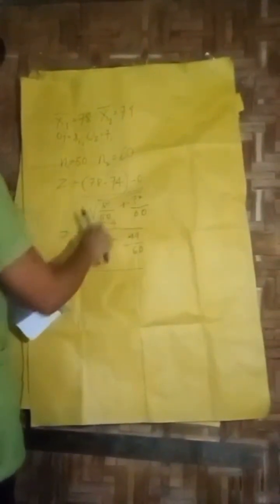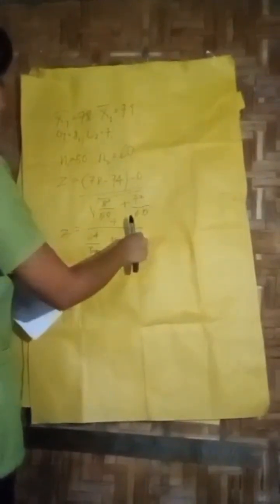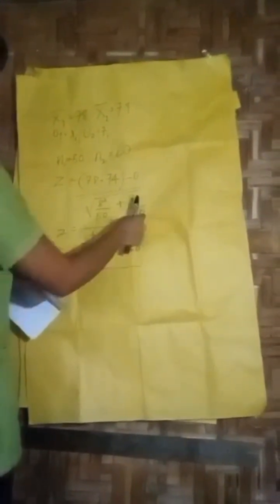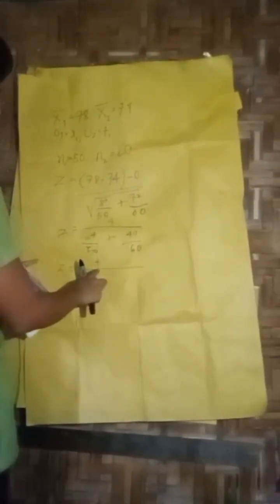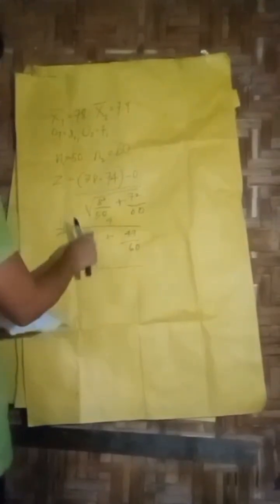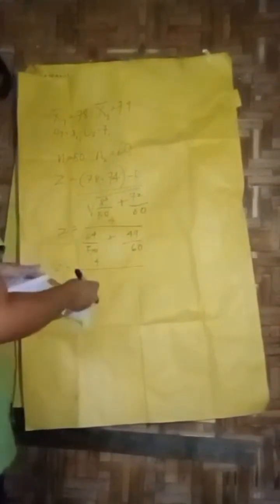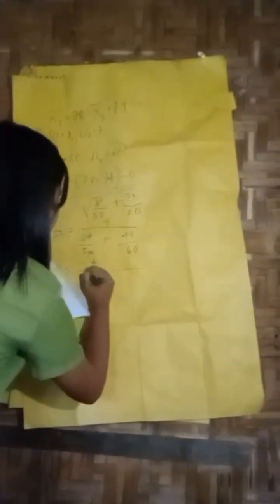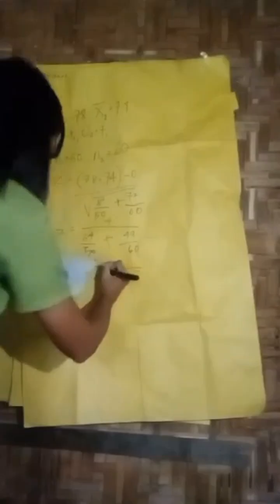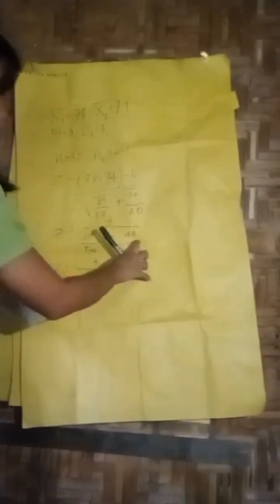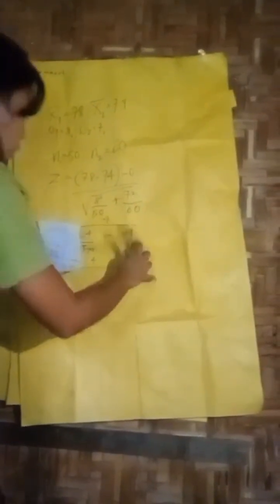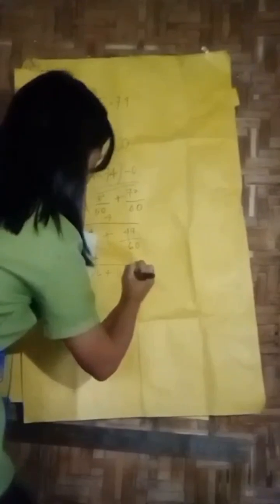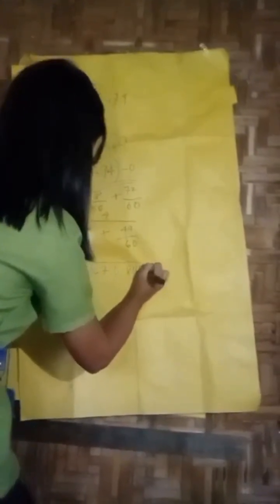And then 8 times 8, 64. 7 times 7, 49 over 50. Copy the 50, copy the 60. So copy the 4, and then we're going to divide the 64 divided by 50. So 64 divided by 50 equals 1.28 plus 49 divided by 60 equals 0.8167. So we're going to plus this.